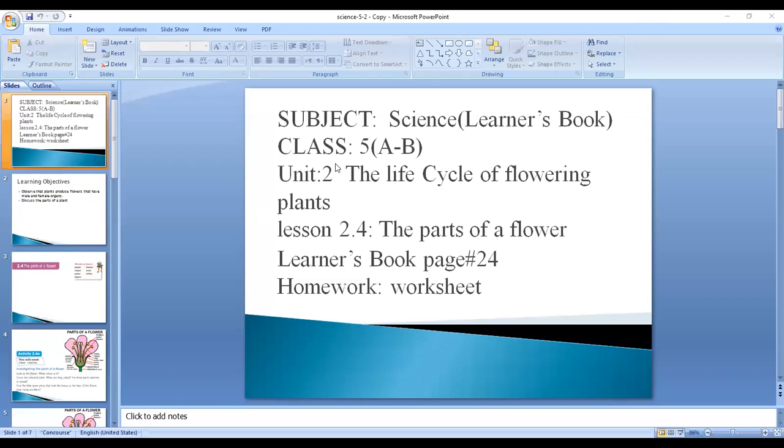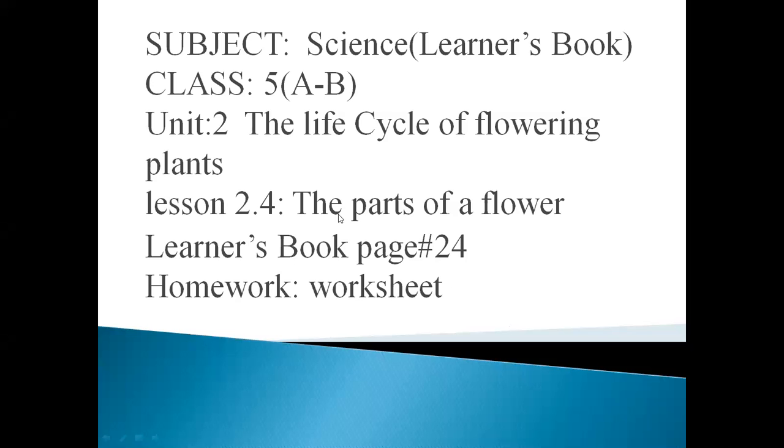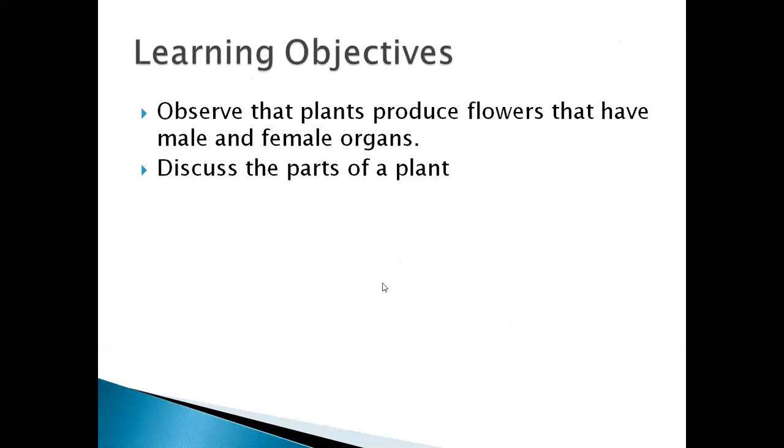So let's start with class 5, subject science, unit 2, the life cycle of flowering plant, lesson 2.4, the parts of a flower. From your learner book, page number 24. And your homework worksheet I will send in the WhatsApp group, so print it and complete your worksheet.